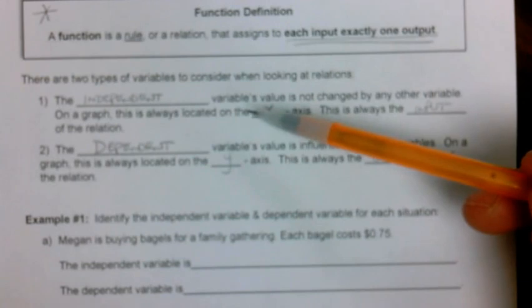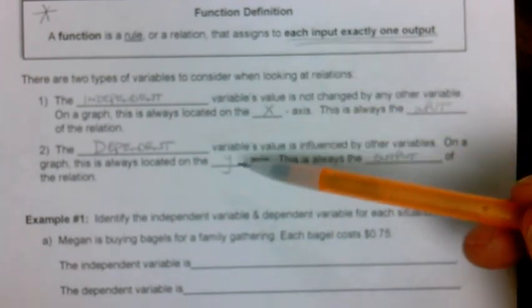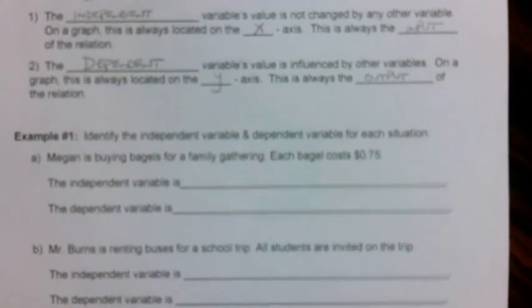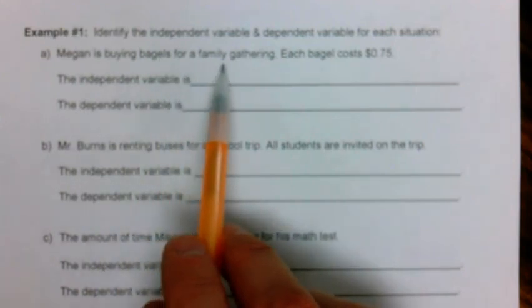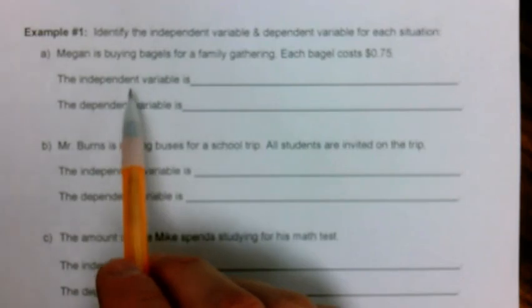So the independent variable, your x variable, is the input. Your dependent variable, the y variable, is the output in a function. Let's look at some relations and see what the independent and dependent variables would be. In our first example, it says that Megan is buying bagels for a family gathering. Each bagel costs 75 cents. What is the independent variable? What is the dependent variable?